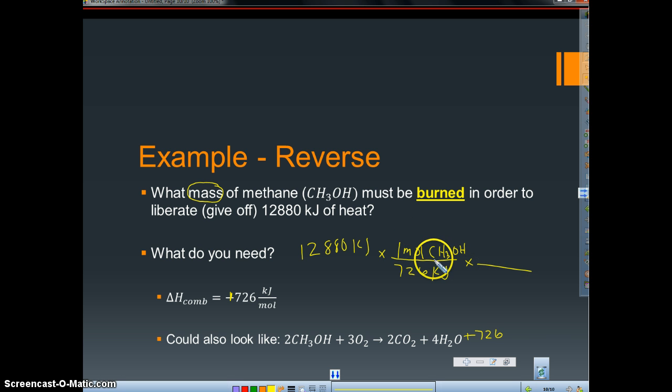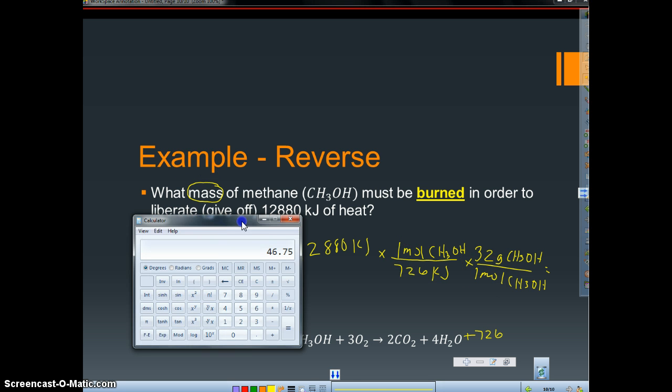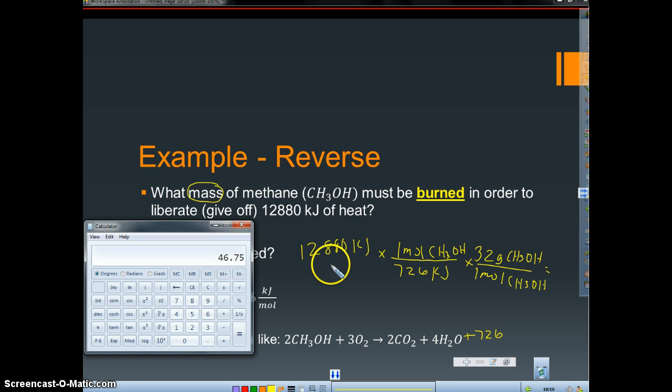Then I just need to switch this to grams. So if I have moles of this stuff, I just have to get to grams, which means this time, instead of dividing by molar mass, I want the grams, so they're going to go on top. So my 32 grams, my molar mass of CH3OH, for every 1 mole. Okay. And then here I will multiply across the top, divide by what's on the bottom, and that will give me grams. And if we think about it, I should get a lot of grams because I have a lot of heat. This tells me this is only 1 mole of this stuff, and I have like 12,000 kilojoules of heat. So I should get a lot of grams because there's a lot of heat being given off.